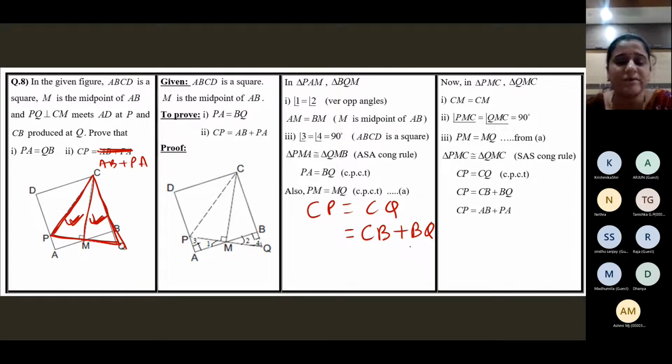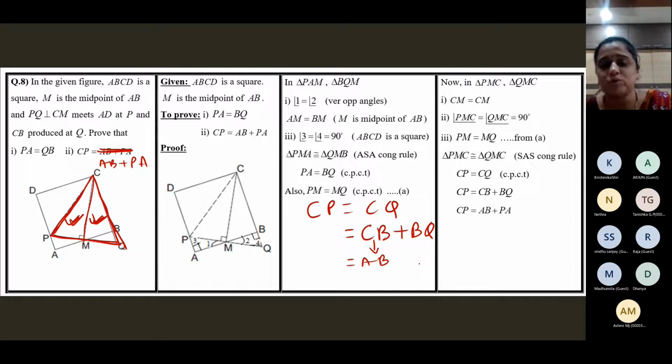Now, can you write CB as AB? Because all the sides of a square are equal. Yes, ma'am. So in a square, all sides are equal. So AB, BC, CD, DA, all these sides are equal. So we are replacing CB with AB because all sides are equal.